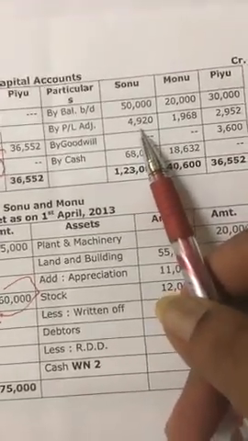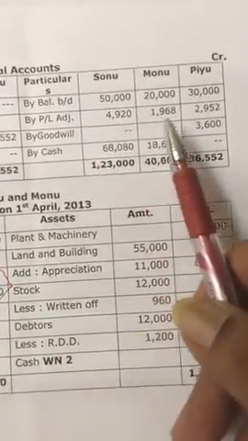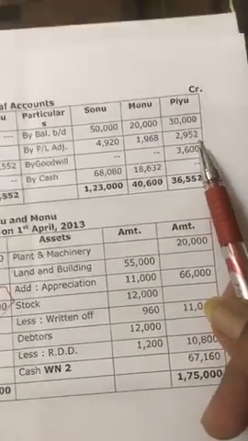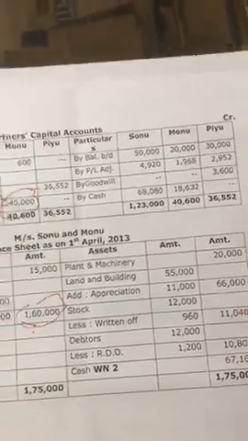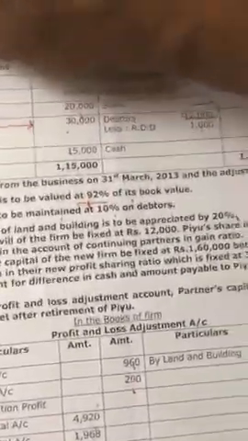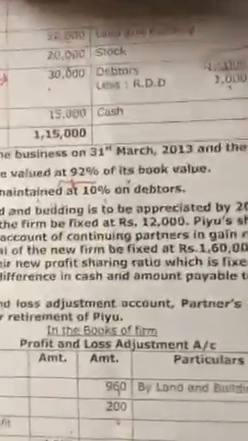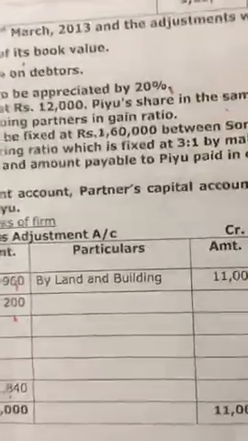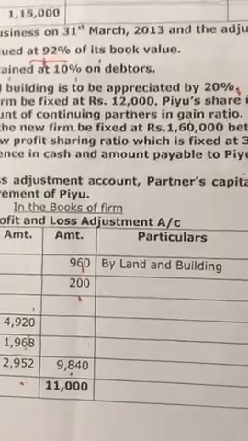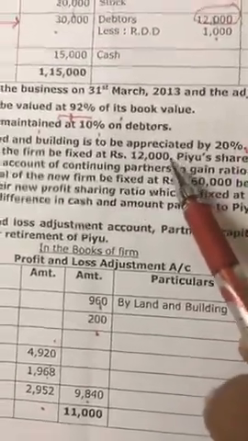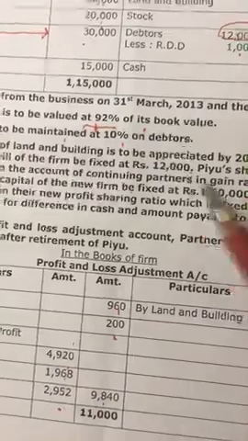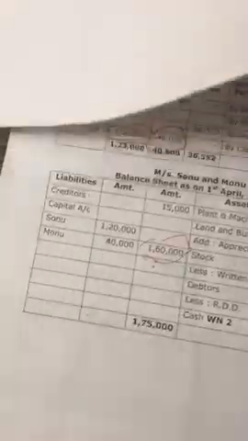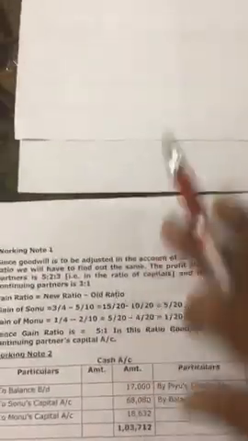Profit and loss adjustment account, profit on revaluation 4,900, 1968, 2954. Now goodwill, I will tell you. The treatment of goodwill says that the goodwill of the firm is given. See, goodwill of the firm is given. So you'll have to find out how much amount belongs to the retiring partner. So that comes to, I'll show you how to find out gain ratio and how to give the treatment.